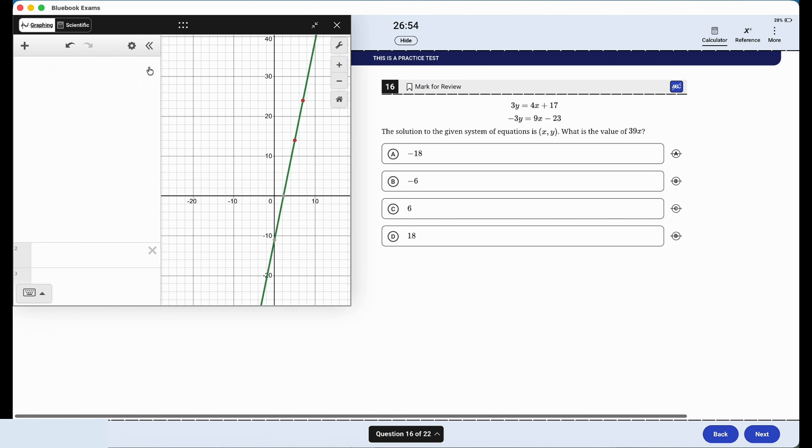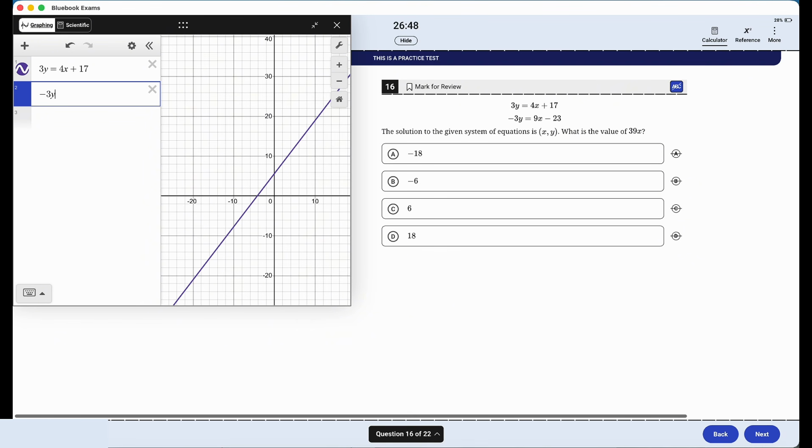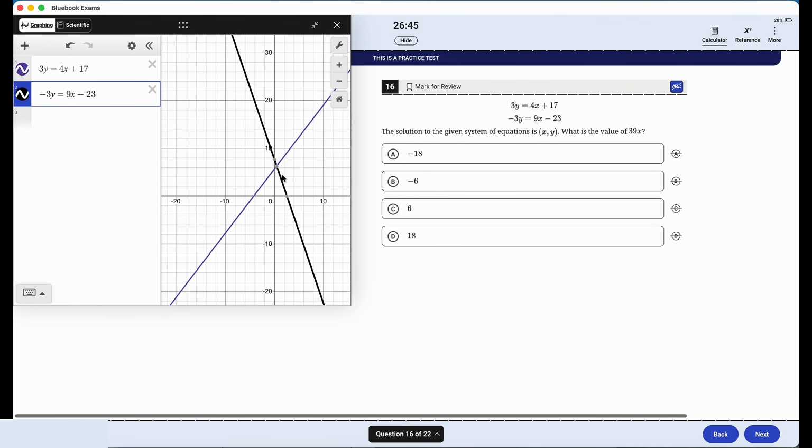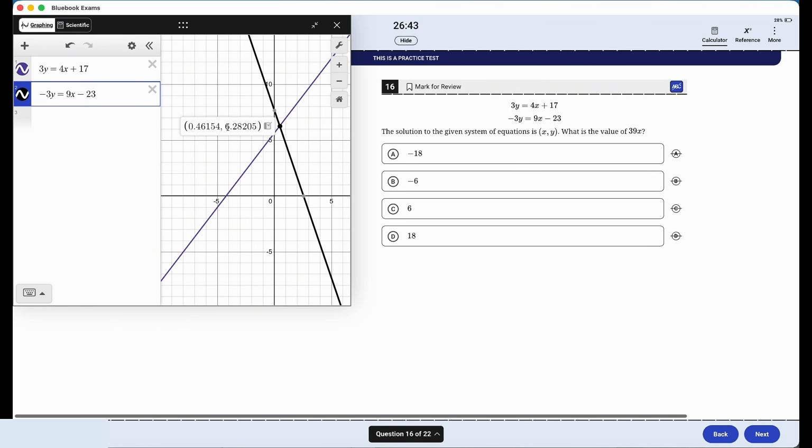Next one, a system. This is simple, freebie. Throw that into Desmos, right? Plus 17, negative 3y equals 9x minus 23. You can just see where they intersect, right? So we need this point. The question wants us to do 39x. So I need this x value, and I need to multiply by 39.